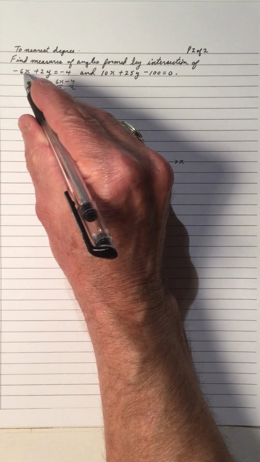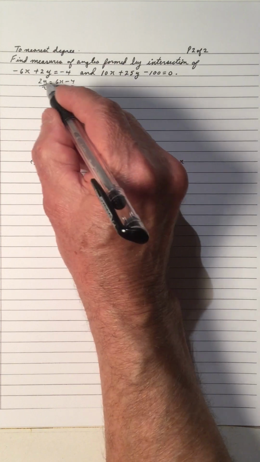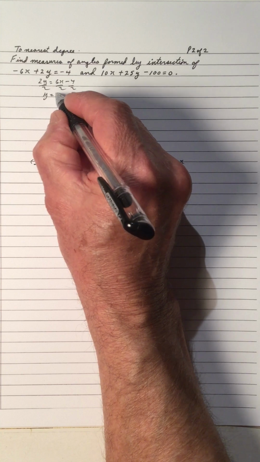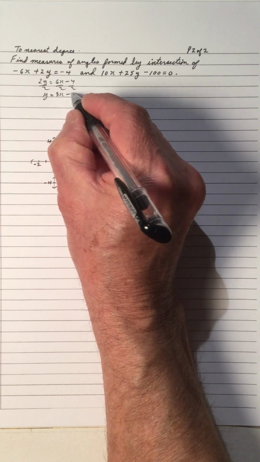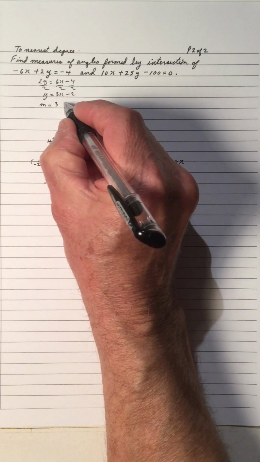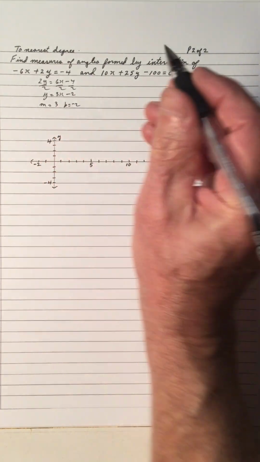So we move the negative 6x over, make it positive. Divide by 2, so y equals 6 divided by 2, which is 3x, minus 2. So the slope of this line is 3. The y-intercept is negative 2.